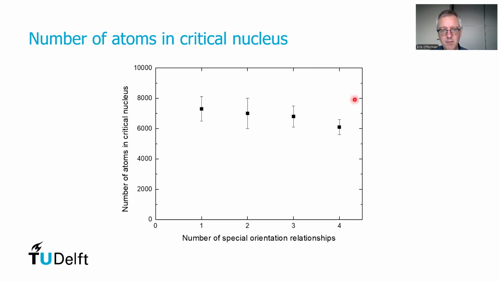Now, what we also could derive from these measurements, which I personally find interesting, is how big is the critical nucleus. It ranges somewhere between 6,000 to 8,000 atoms. It depends a bit on the number of special crystallographic orientation relations.